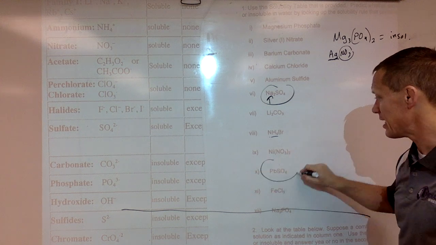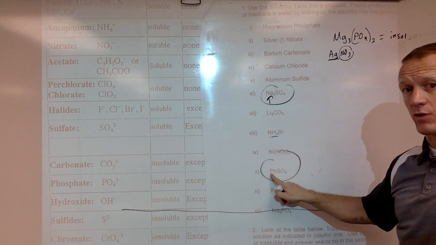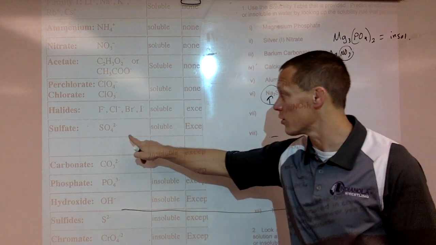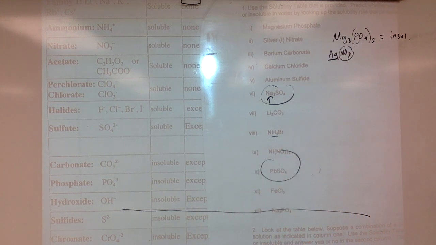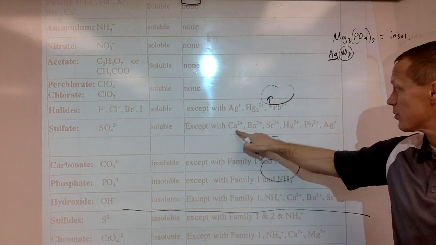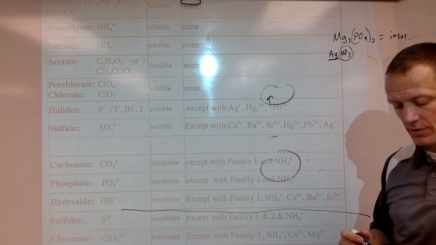Let's look at lead sulfate. So we'd go to first element is not family 1. Okay, find sulfates on here. Sulfate, SO4. Those are soluble, but there are some exceptions. Sulfates are soluble except with these things, and lead is one of the ones on there. So that would be an insoluble compound.